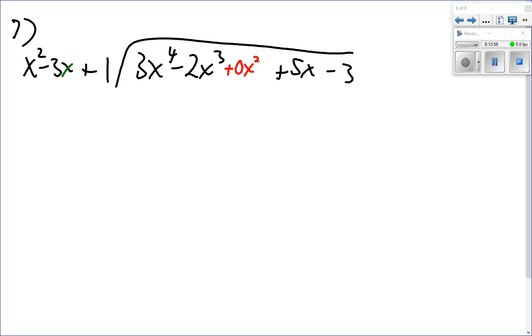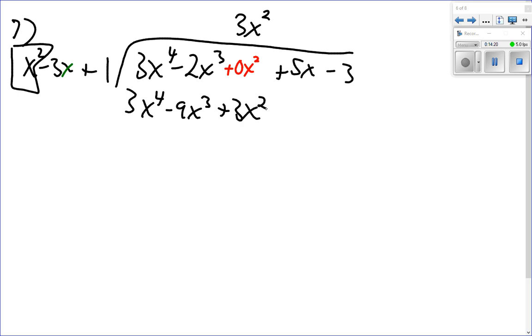Okay. How do I get this 3x to the 4th? That would be x squared. That's all I'm looking at right here. It'd be x squared times 3x squared. 3x squared times x squared, 3x to the 4th. Then I also have to multiply by these. 9x cubed plus 3x squared.